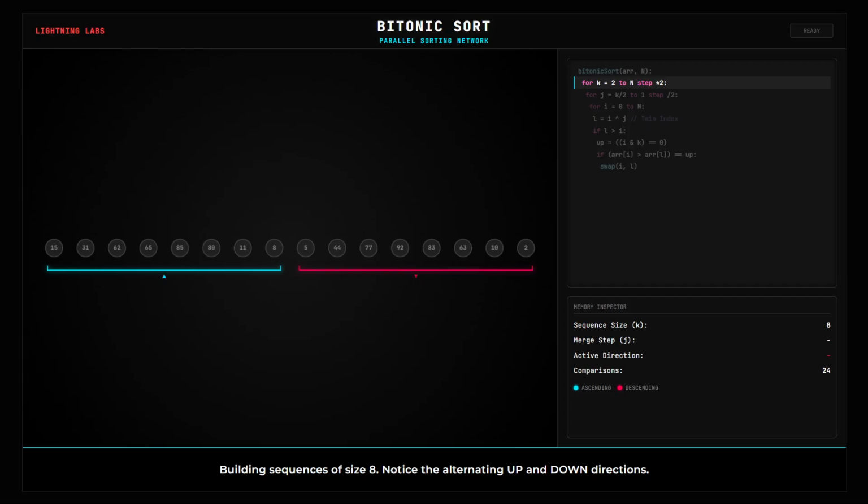Building sequences of size 8. Notice the alternating UP and down directions.